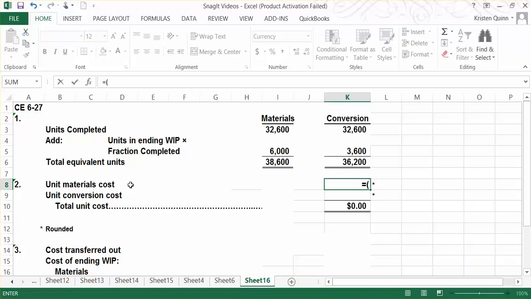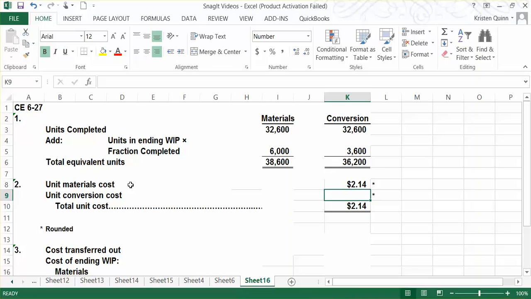The materials cost associated with our beginning work in process units was $20,000. The total cost of materials added during the period was $62,500. And we're going to divide that by the total equivalent units just for materials of 38,600. So our equivalent unit rate for just materials is $2.14.